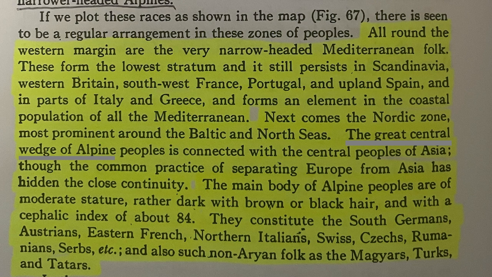Okay, so it says the Great Central Wedge of Alpine peoples is connected with the Central peoples of Asia, though the common practice of separating Europe from Asia has hidden the close continuity. The main body of Alpine peoples are of moderate stature, rather dark, with brown or black hair, and with a cephalic index of about 84.